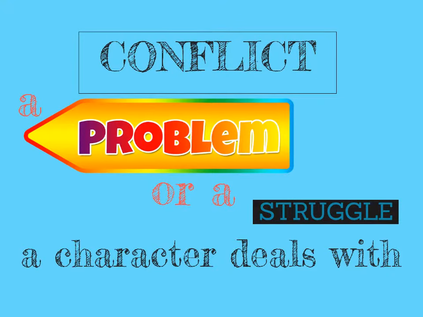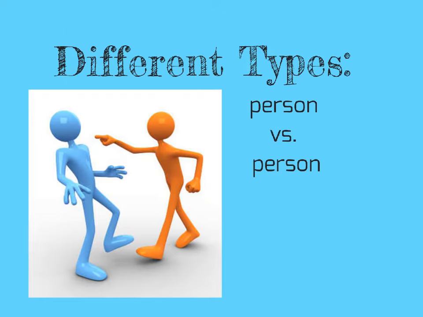First, we need to start with a definition of what conflict is. Conflict, quite simply, is a problem or a struggle a character deals with. Now, there's many different types of conflict that a character in a story or movie can deal with. In this video, we're going to focus on the main four that we see.